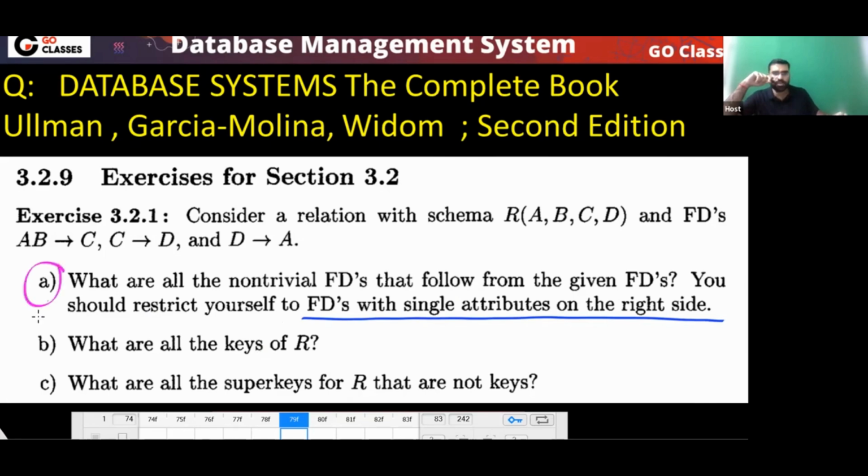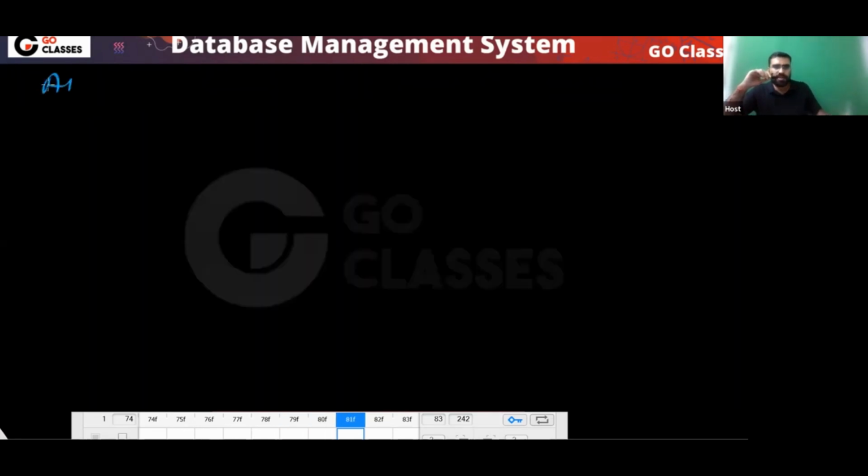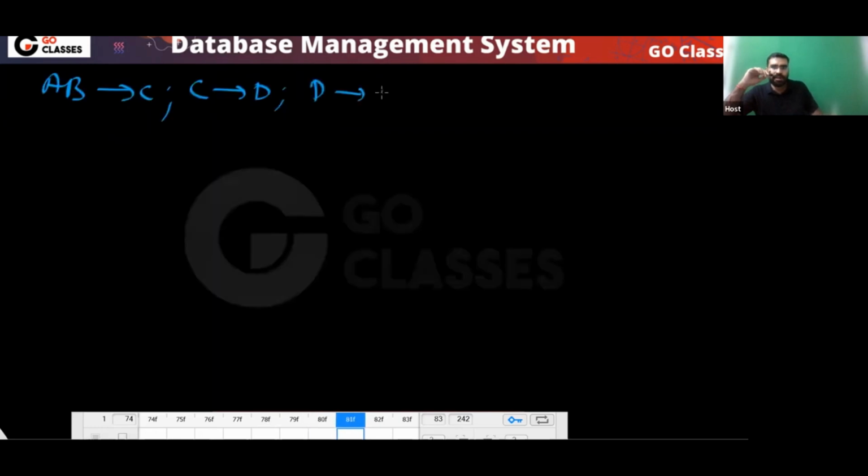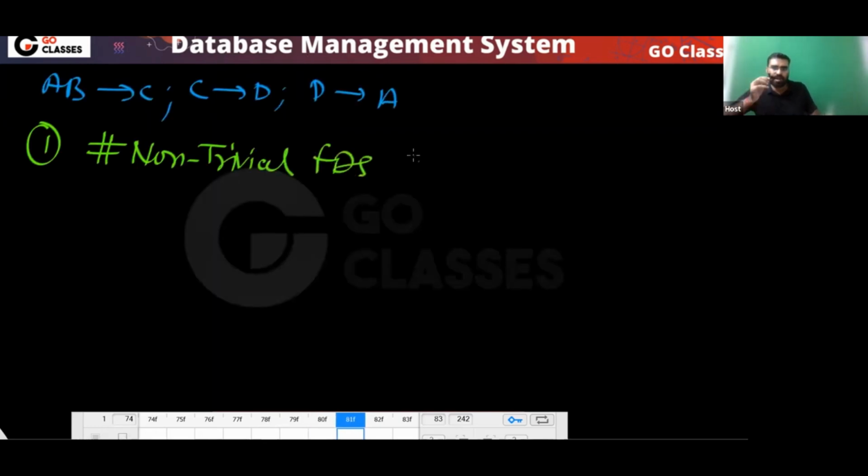So tell me how many total will be there. So these are your FDs: AB determines C, and C determines D. And you can notice D determines A. If I ask you the number of non-trivial FDs with a single attribute on RHS.